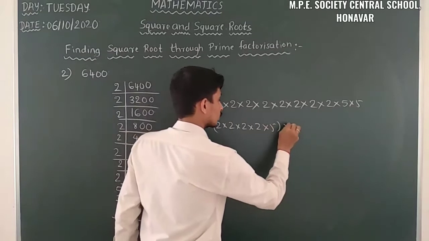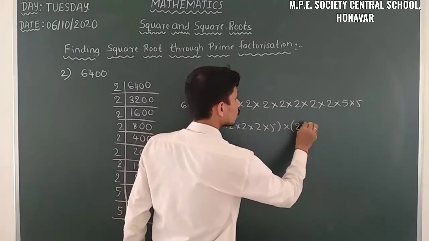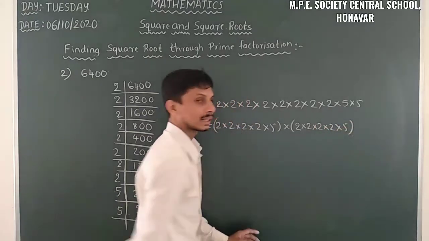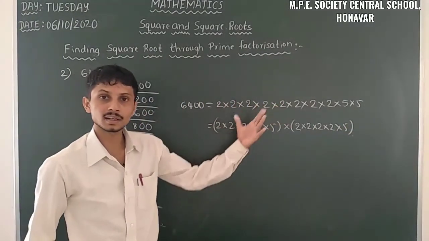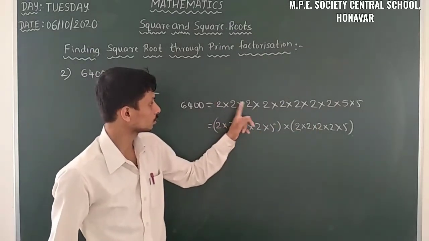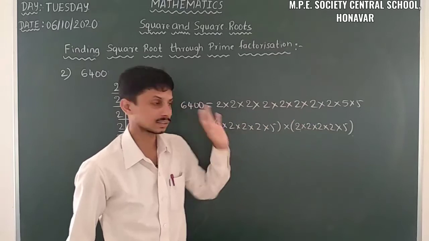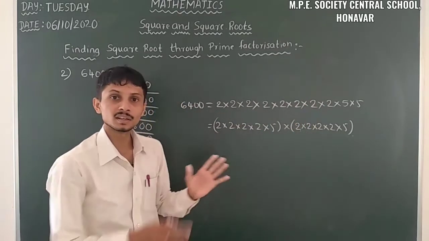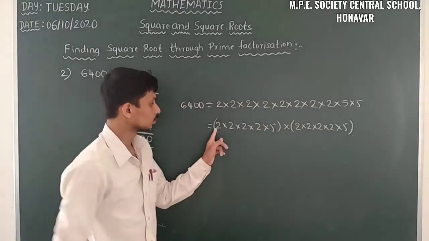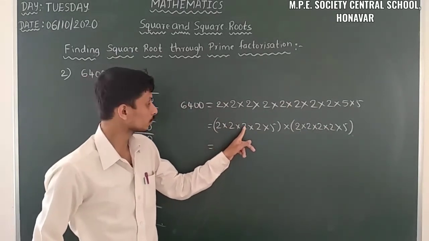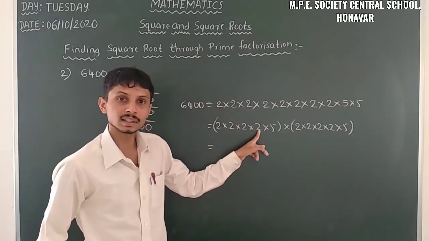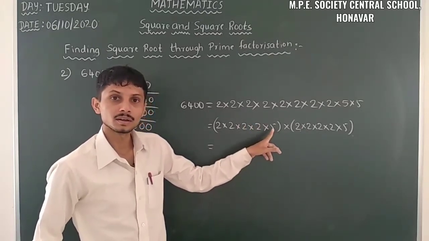That is 2 into 2 into 2 into 2 into 5. Then here 2 into 2 into 2 into 2 into 5. So let us check all the factors are here. Here 1 2 3 4, 1 2 3 4, 8 is there, and yes, here 2 5's are there. We distributed them equally into 2 groups. Here just observe 2 into 2, 4, 4 into 2, 8, 8 into 2, 16, 16 into 5, 80.